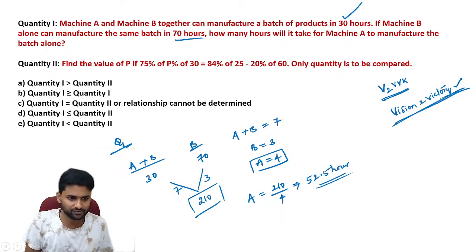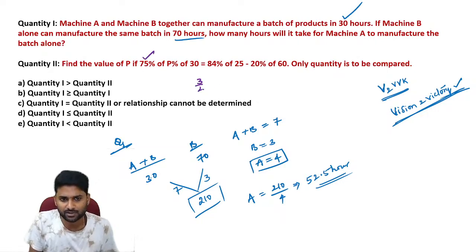This is all about quantity 1. Let's see quantity 2. Find the value of P. 75 percentage is all about 3 by 4. P percentage, P by 100 of 30, is equal to 84 percentage of. So let's take that. We can delete the percentage directly. Percentage is common, right? So let's do one thing.